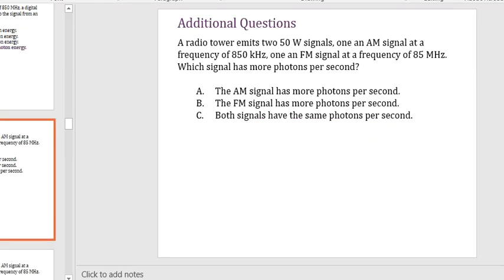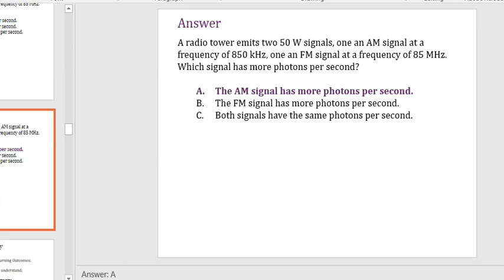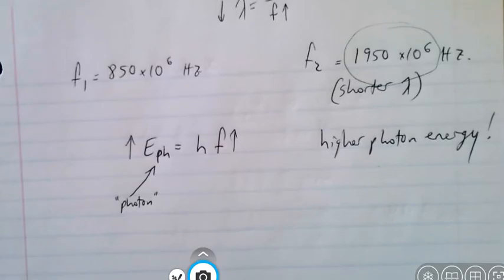Okay, very good. Let's take a look at the next question here. What if we had two radio signals and they were both being emitted at the same power? So let's say both are at 50 watts, but the AM signal has a frequency of 850 kilohertz and the FM signal has a frequency of 85 megahertz, right? So at a much higher frequency. Which signal has more photons per second? Okay, so if you had guessed A in this case, that the AM signal has more photons per second, you were indeed correct. Let's take a look at how to solve a problem like this.